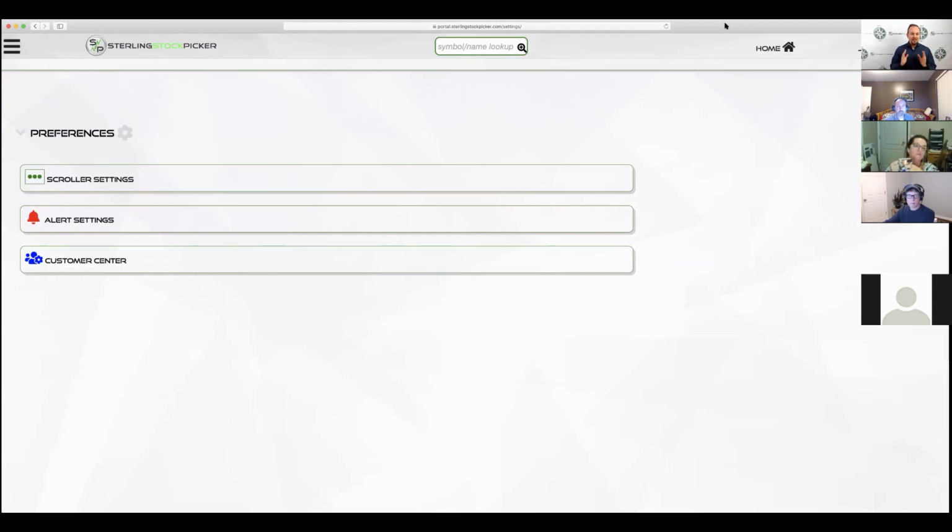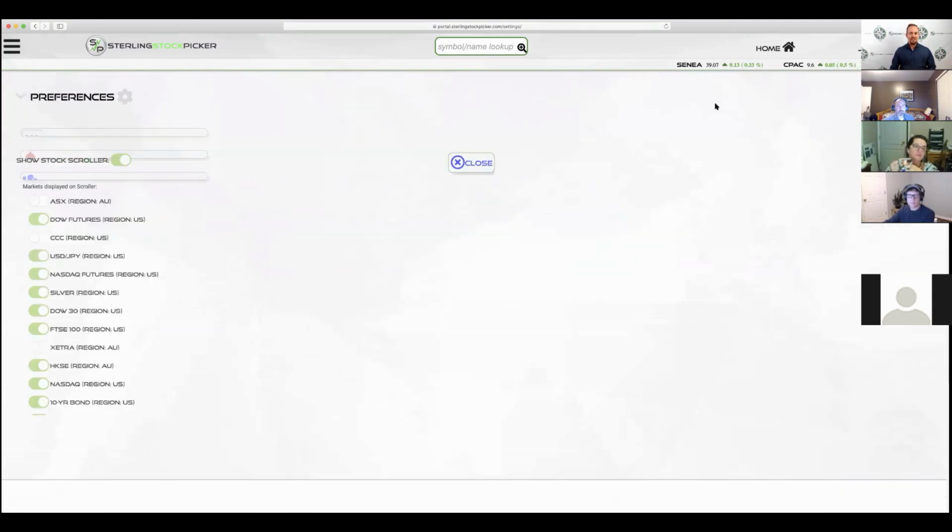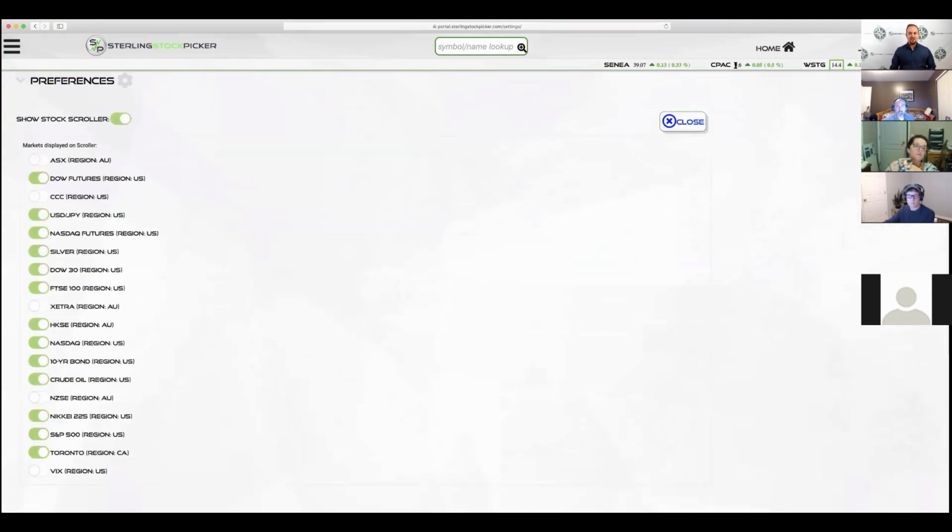This is probably one of the first things you'll want to do once you log into the website: go to the scroller settings. The scroller is this bar that's going across. These are the companies in your watch list. This is going to show up on all devices: on your computer at home, on your iPad, on your phone. It'll show up on all of them.